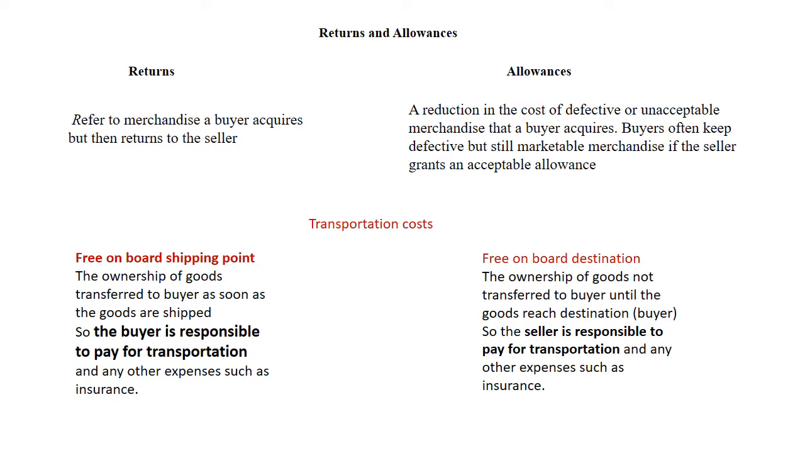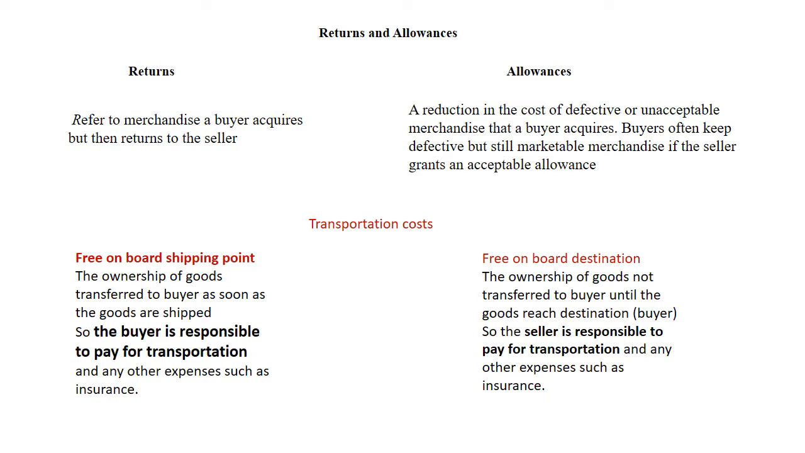Then we need to understand transportation costs between the buyer and the seller. Who's going to pay for the transportation? It's written in the invoice, either it's free on board shipping point or free on board destination. And free on board means the ownership is transferred from the seller to the buyer, because the seller owns the goods. When they are sold to the buyer, the ownership is transferred from the seller to the buyer.